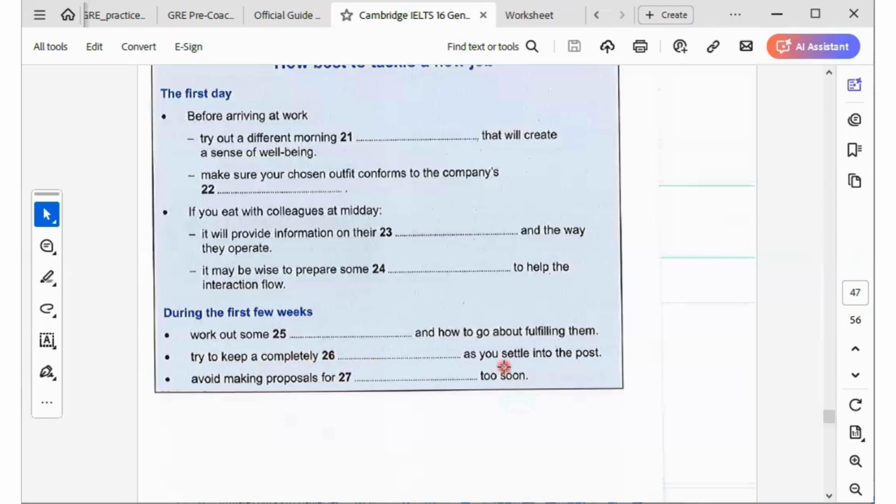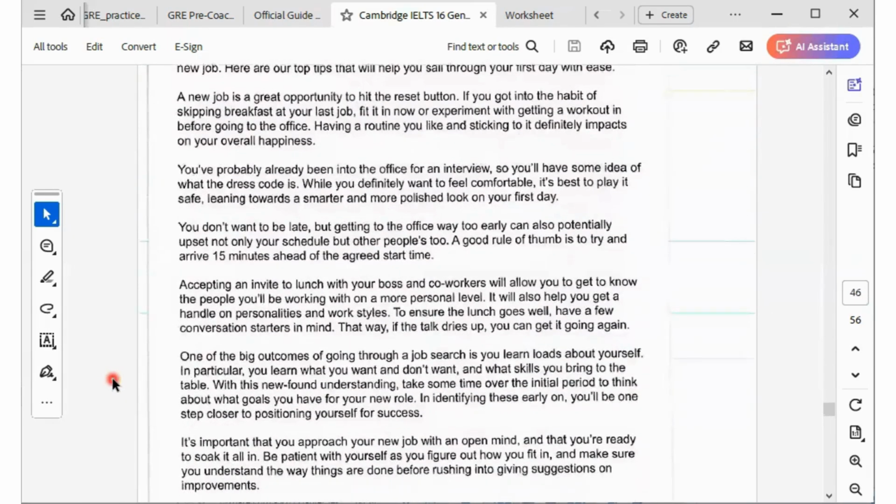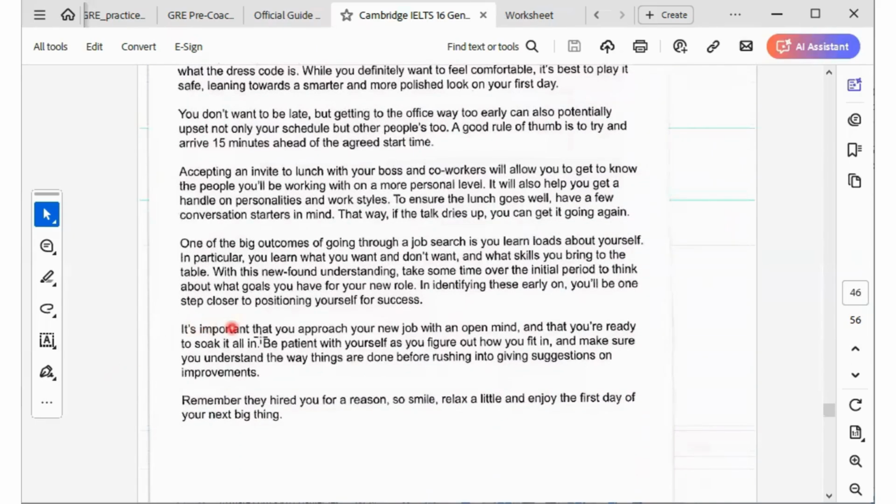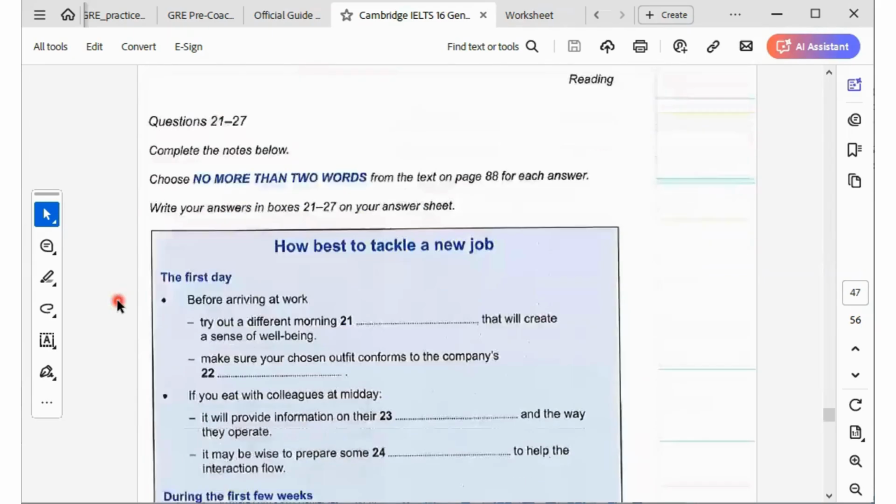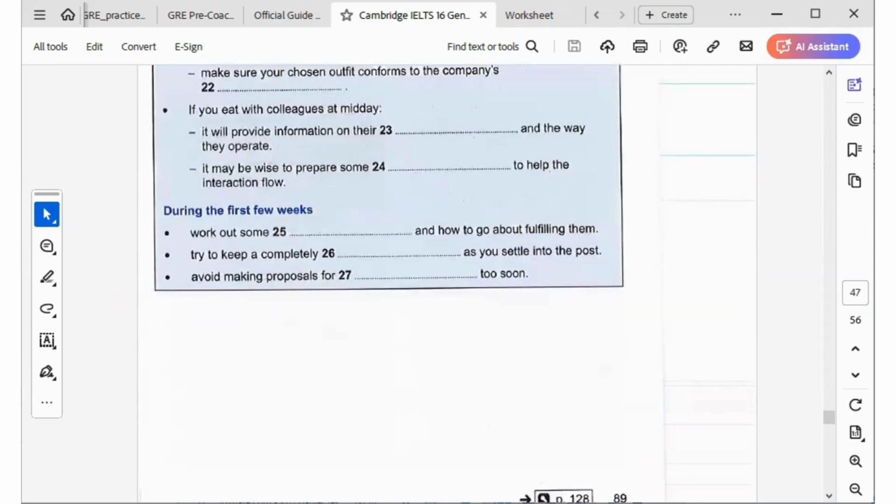27. Avoid making proposals for dash too soon. I saw too soon somewhere. Be patient. Rushing into giving suggestions on improvement. That's it. Proposals for improvements. Yes, that's going to be the word. Improvement is going to be the word for number 27.